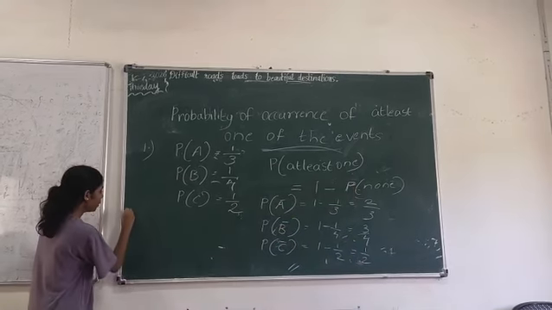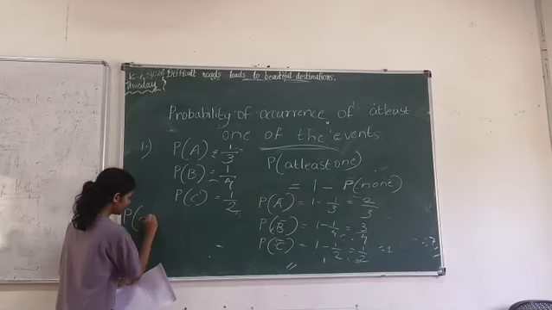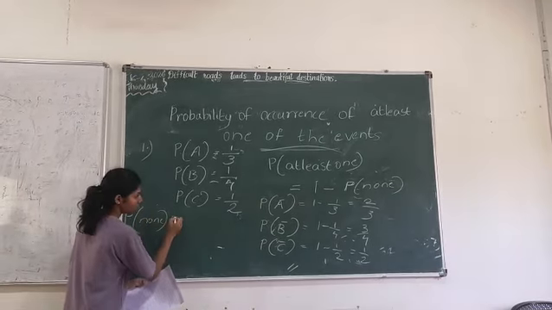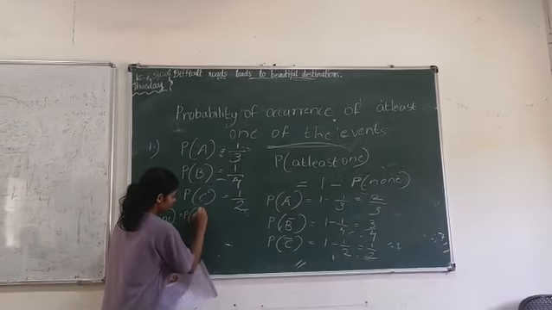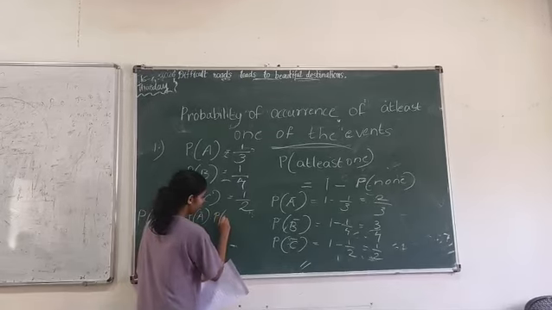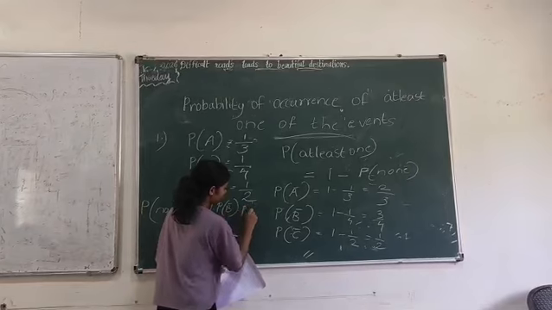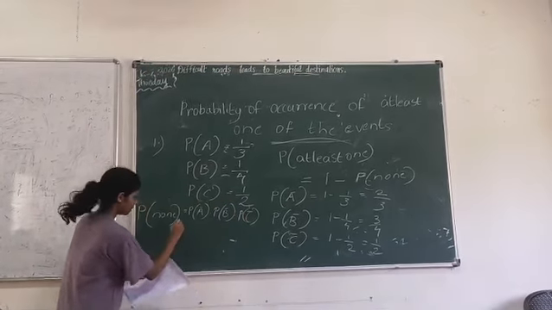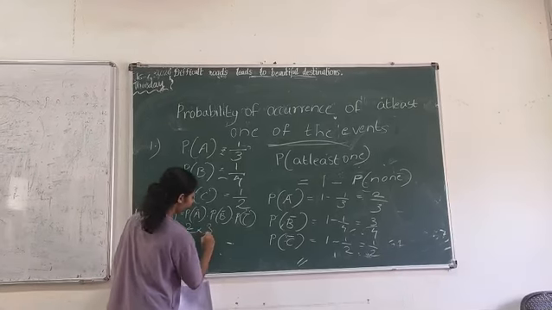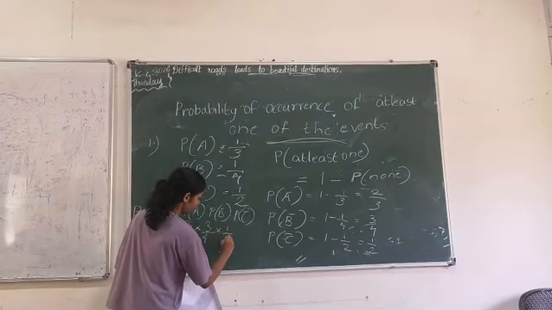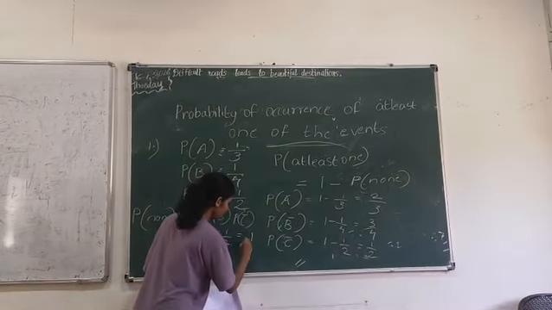And the probability of not getting selected for any of the posts, that is P of none, equal to P of A dash into P of B dash into P of C dash. That will be equal to 2 by 3 into 3 by 4 into 1 by 2. This is 1 by 4.